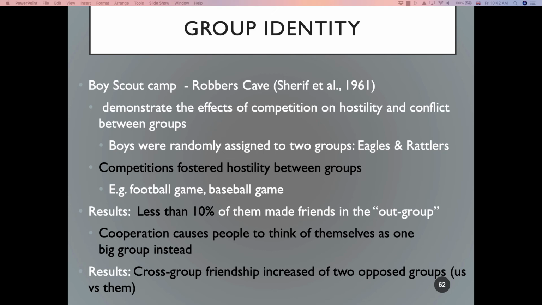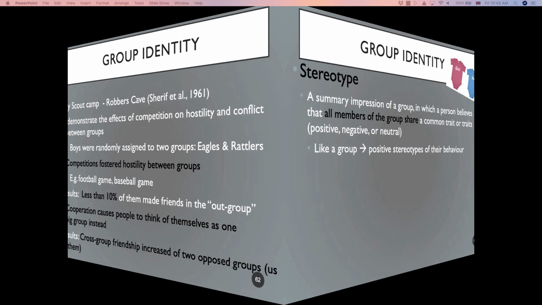However, if you make the groups interact, if you provide them with information about each other, cross-group friendships are developed and increased. So if you create a competition, if you create hostility, you're creating prejudice. If you give people information about the other group, if you try and build friendships, you reduce the prejudice between the groups.